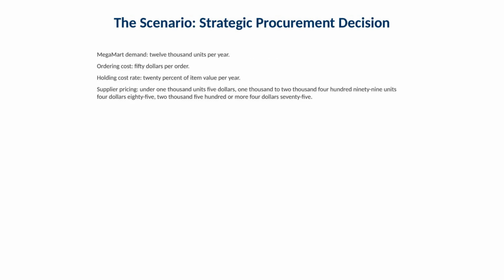Megamart faces a procurement decision with a three-tier discount schedule. Orders below 1,000 units cost $5 each. Orders from 1,000 to 2,499 cost $4.85. Orders of 2,500 or more cost $4.75. Demand is 12,000 units per year, ordering cost is $50 per order, and holding cost is 20% of item value. The decision must balance price savings and inventory investment.